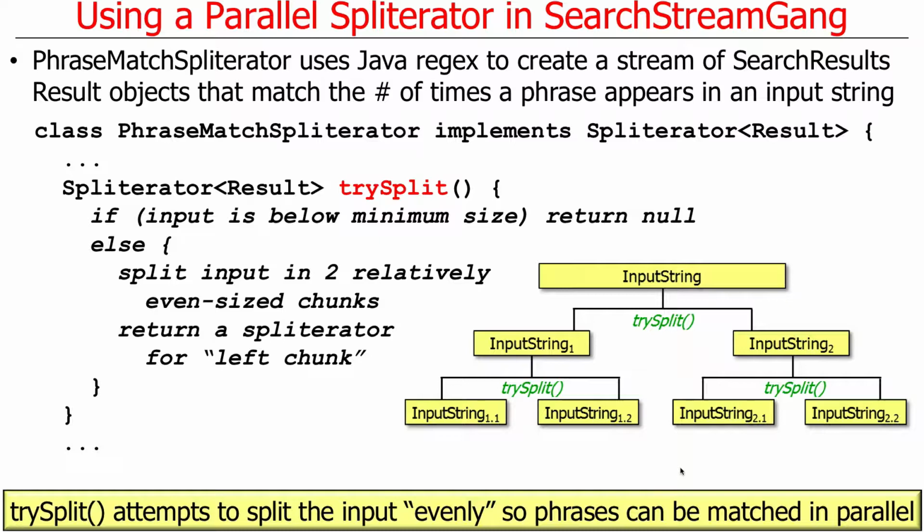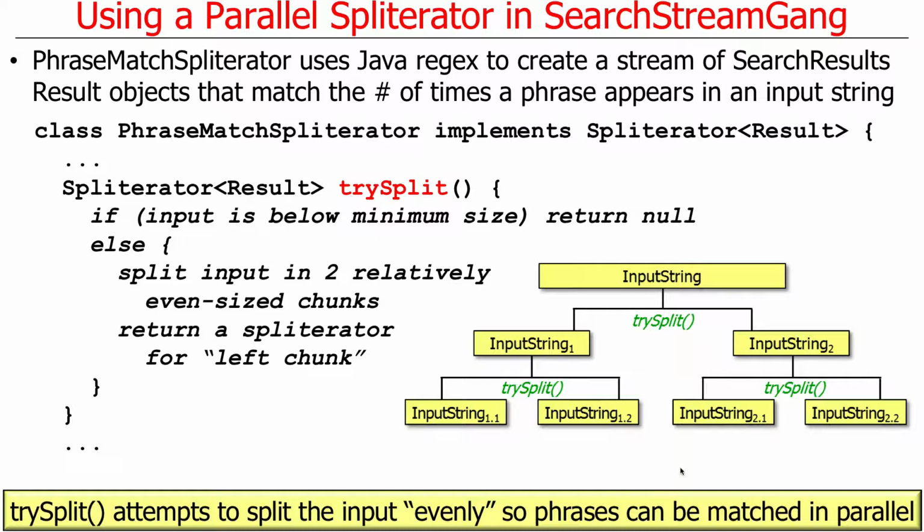So you could actually have a fairly large minimum size when you're searching for strings. So assuming that we haven't reached that minimum size, we split the input up into two relatively even-sized chunks. And I'll come back and talk about what relatively means in this context. And then you return a spliterator for the left chunk, and the right chunk will update itself so that now you've got two relatively evenly sized chunks.